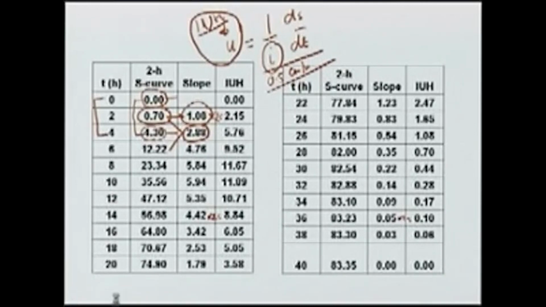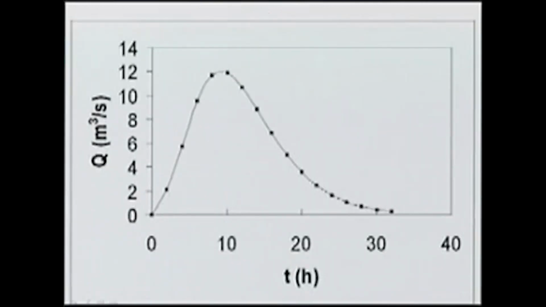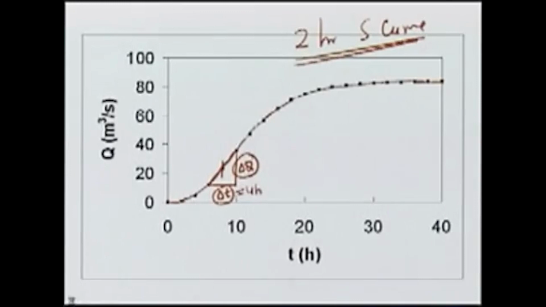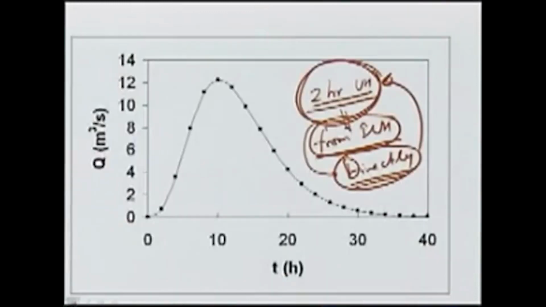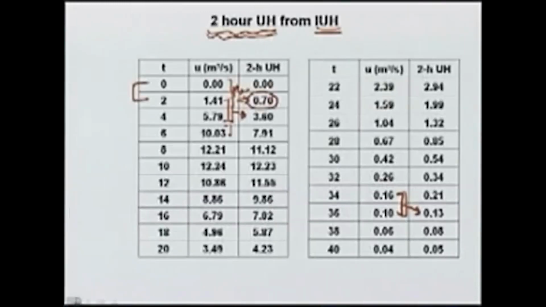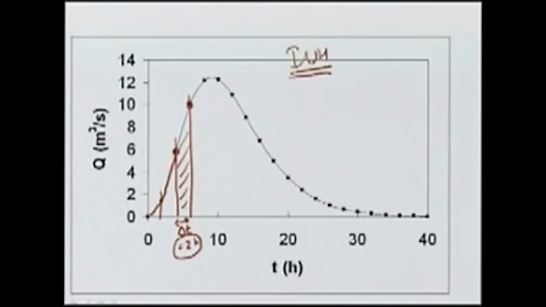in this case the IUH turns out to be like this. We can join them with a smooth curve, and this IUH comes out to be very similar to the IUH which we had used to derive the 2 hour UH. So, this was the IUH which we had used to derive the 2 hour UH.